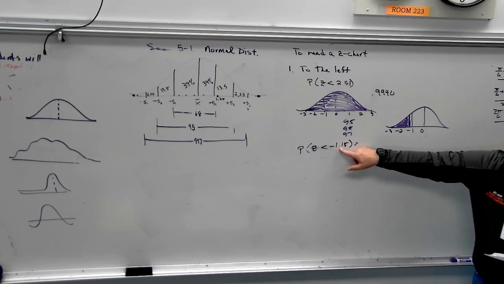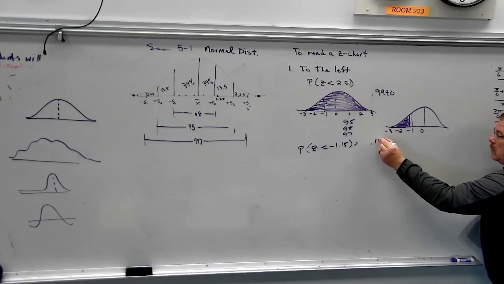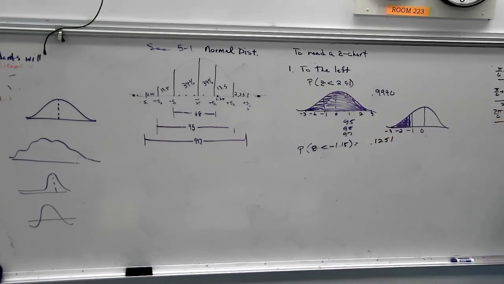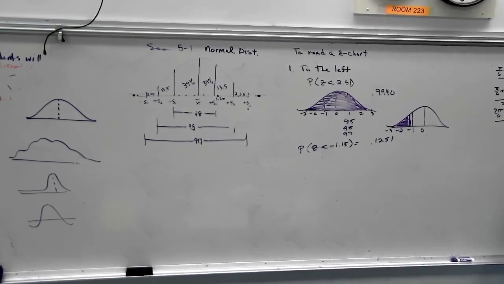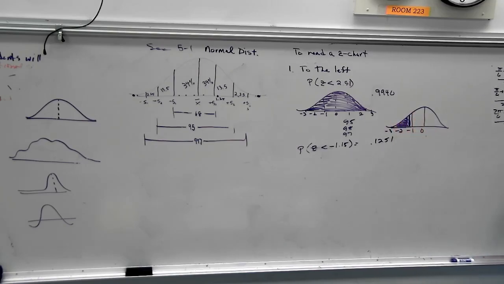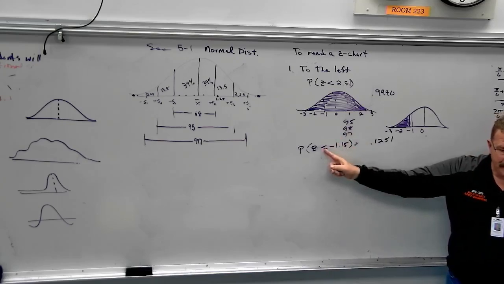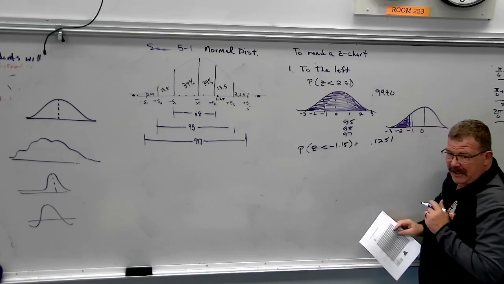So go to -1.1, flip it over, and go to -1.15. What do we get? 1251. So you're telling me that there's a 12.5% chance of that happening. It looks a little bit bigger than 12%, but that's what it roughly is. It's about 12% shaded. Any questions? Do you notice that this chart only gives you the answers to the left? So anytime you have to find answers to the left, you just look it up and you're done. Any questions on how to find answers to the left?